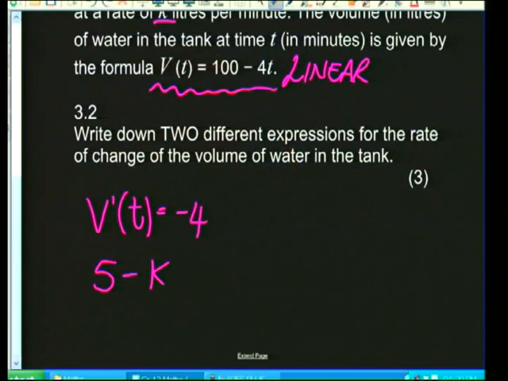So the other way of representing our rate of change according to this information is to say 5 minus k. 5 liters coming in minus the k liters going out, and it's emptying at a rate of -4 liters per minute. Okay, so that would be the two ways of representing that data.